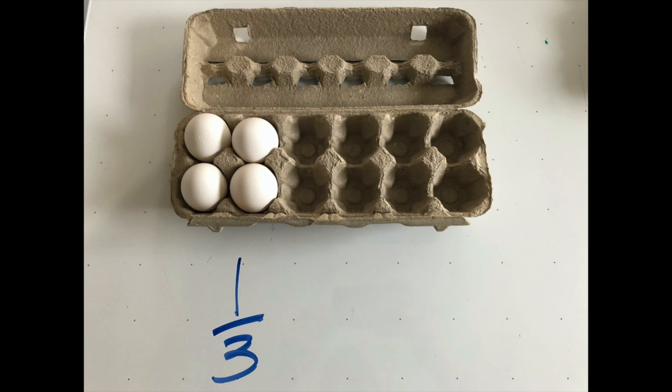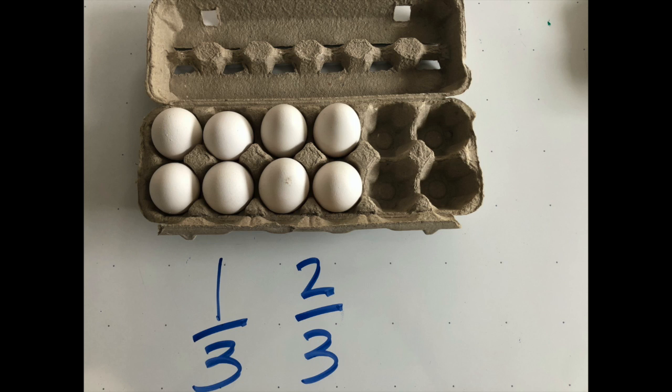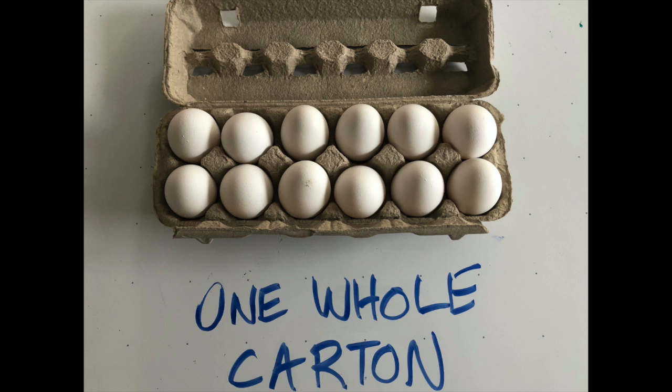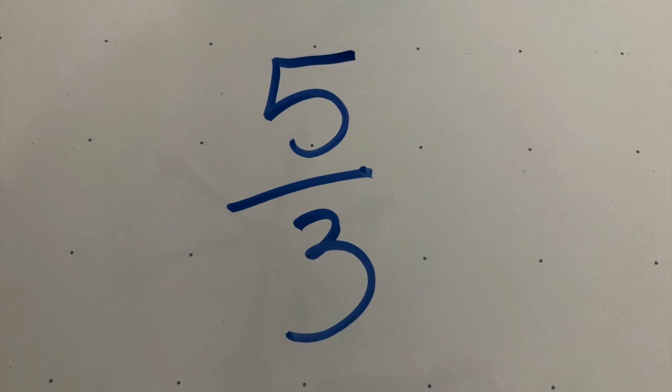So here's where you can use the egg carton. You can show 1/3, that's 4 eggs. 2/3, that's 8 eggs. 3/3, that's 12 eggs. Hey, that's one whole carton, right? But again, what about 5/3?